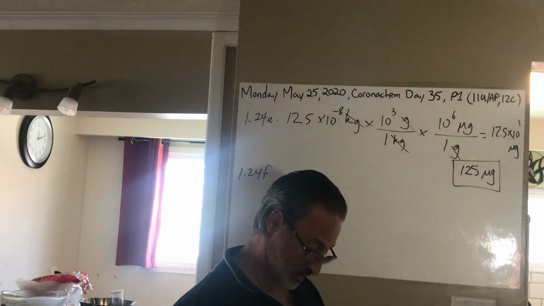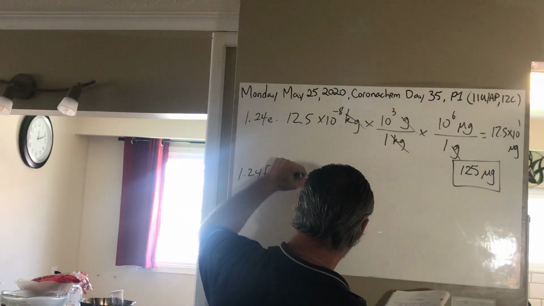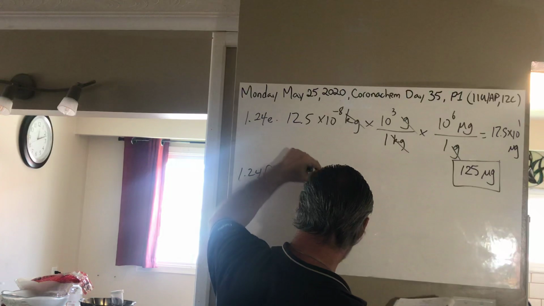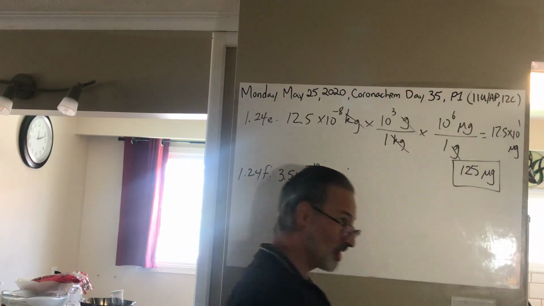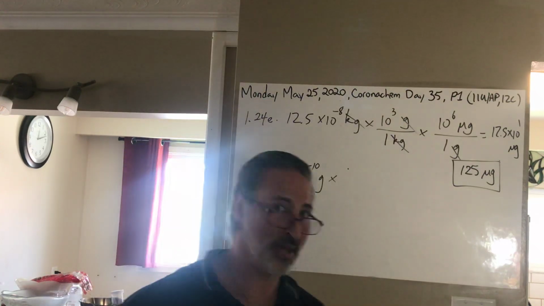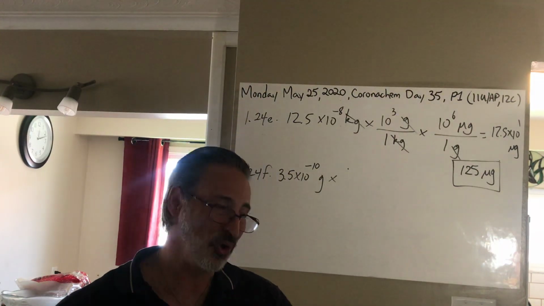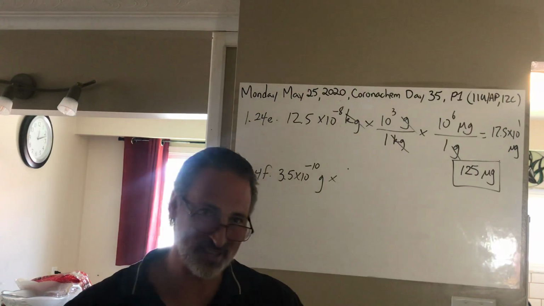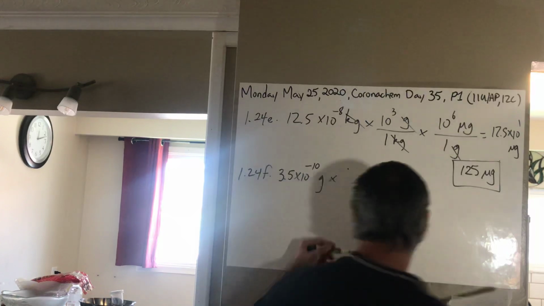It's not your mark, it's the next question. 3.5 times 10 to the negative 10 grams times, they want us to turn it into picograms. Picograms is 10 to the 12, right? There's 10 to the 12 picograms in a gram, or you can say 1 picogram is 10 to the negative 12 grams. I like to keep them positive.